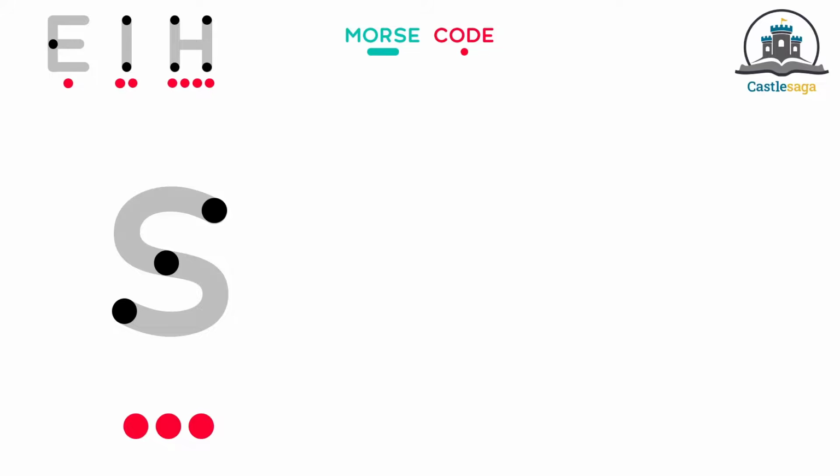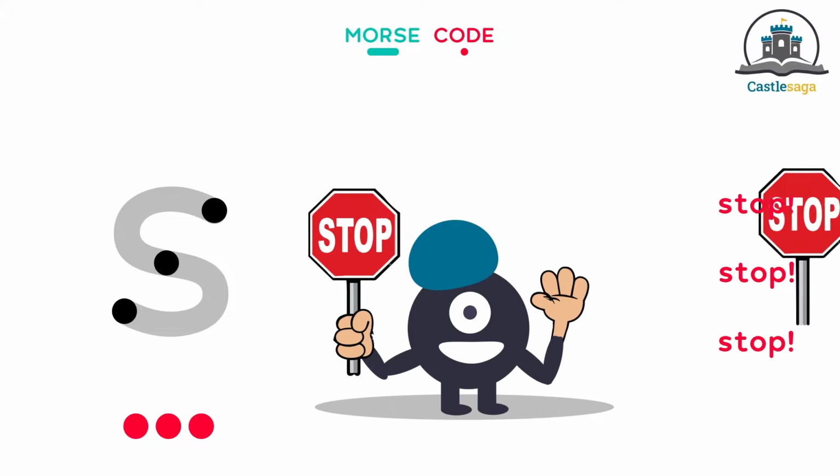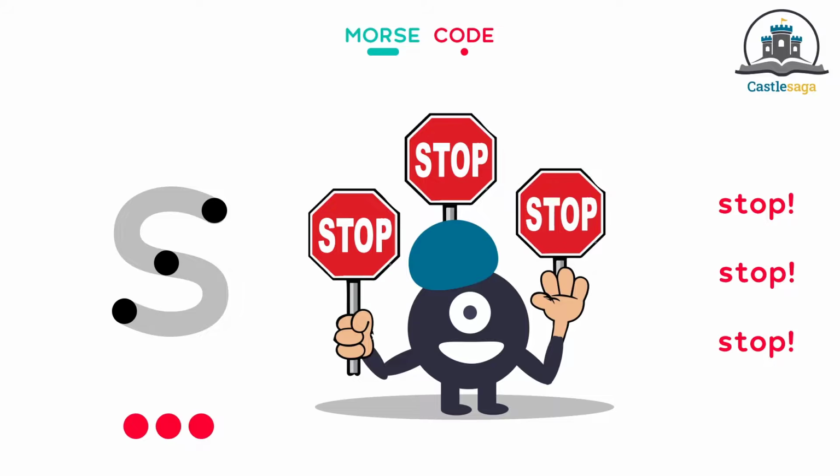So try to remember the dit letters serially. E, I, S, H. Aish. Get it? Also, remember O is da, da, da. And S is dit, dit, dit. Now, since S has dots just like 3 full stops, we will use the phrase stop, stop, stop. You can imagine the stop signs here.